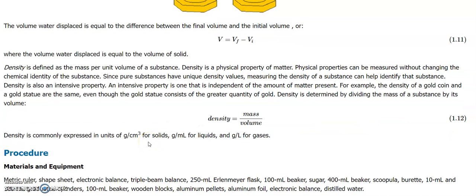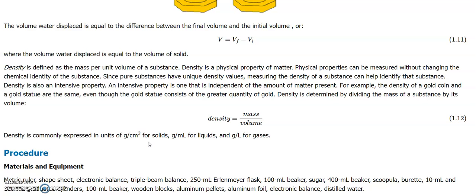Now define the density. Density is defined as the mass per unit volume of a substance. Density is a physical property of matter. Physical properties can be measured without changing the chemical identity of the substance. Since pure substances have unique density values, measuring the density of a substance can help identify that substance. Density is also an intensive property. An intensive property is one that is independent of the amount of matter present.